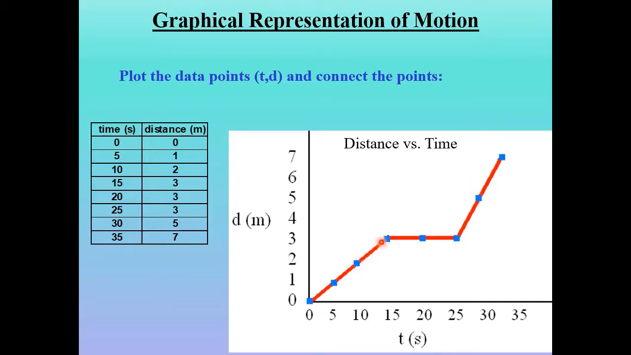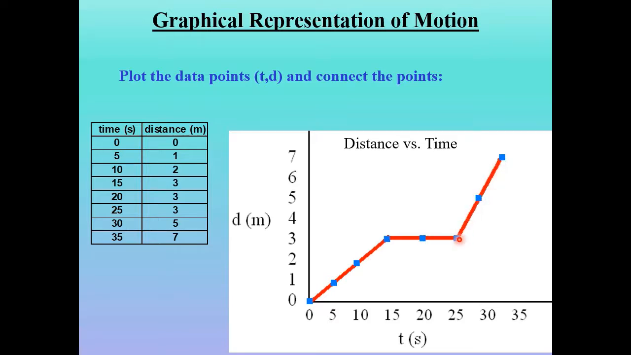That's right here. After 15 seconds, she's at 3 meters. Now, notice what happened. Remember when she got to 3 meters, she sat there for a total of 10 seconds. So after 20 seconds, she's still at the same 3 meter point. And at 25 seconds, she's also still at the same 3 meter point. But this is when she started moving more quickly.